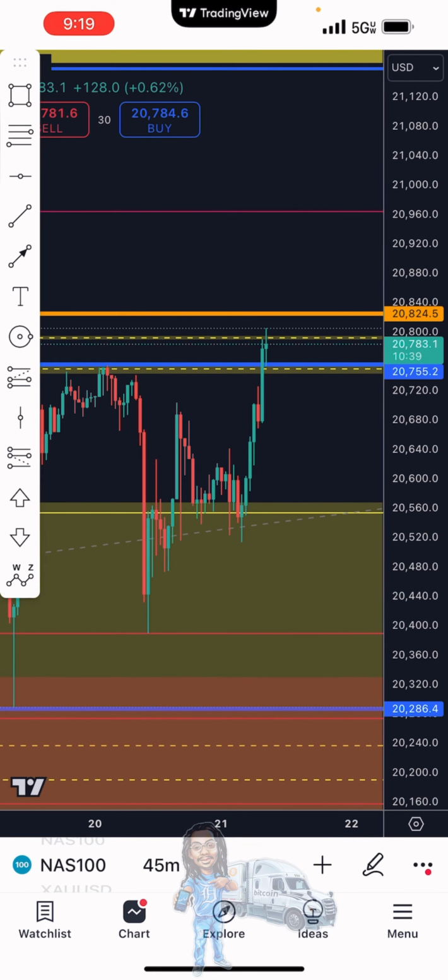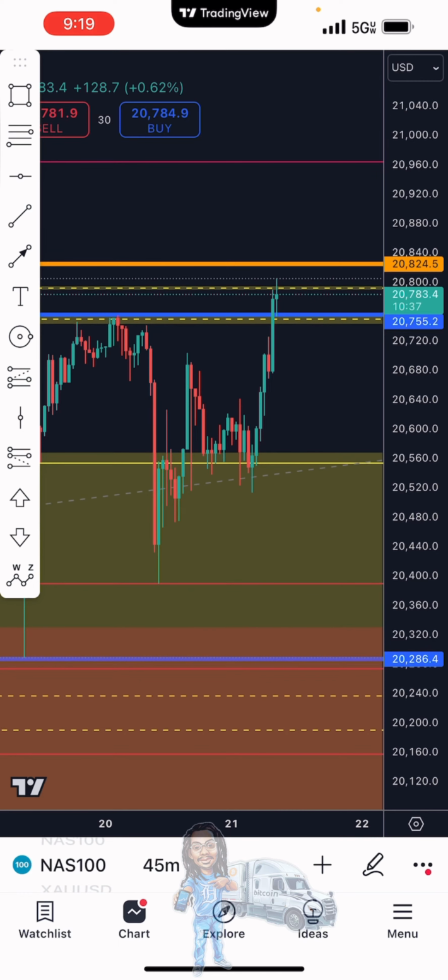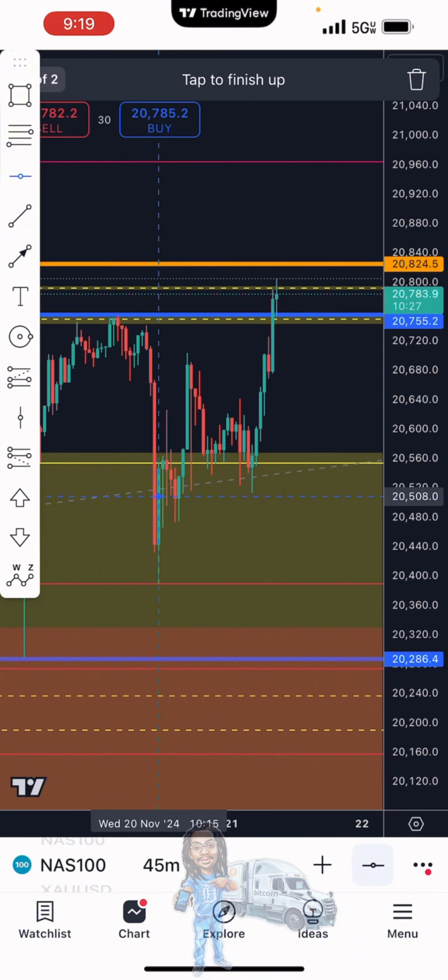If you want to look for more shorter term liquidity, you can look for this low right here, right? Or this low right here. All of these are liquidity zones. If you guys want, I can put them on my chart as well.